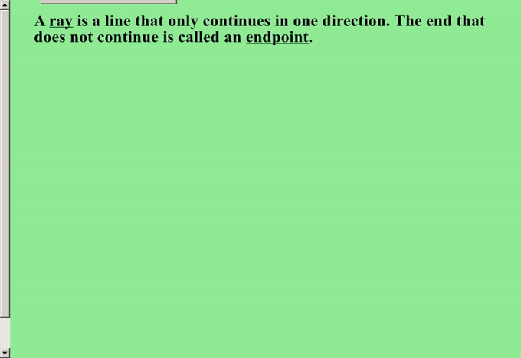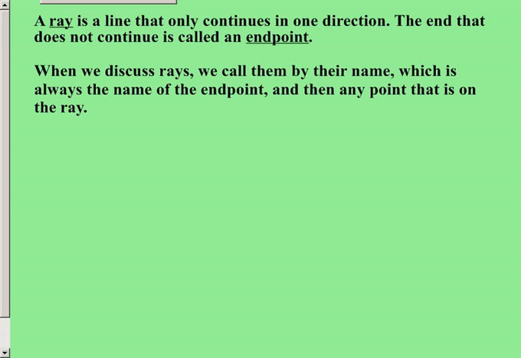Now, obviously, that's different from Euclid's first dimensional structure being the line. The line continued infinitely in both directions. A ray only continues in one direction. The other end has an endpoint. Okay. When we discuss rays, we're going to call them by their name, which is always the name of the endpoint, and then any point that is on the side of the ray that is extending on infinitely.